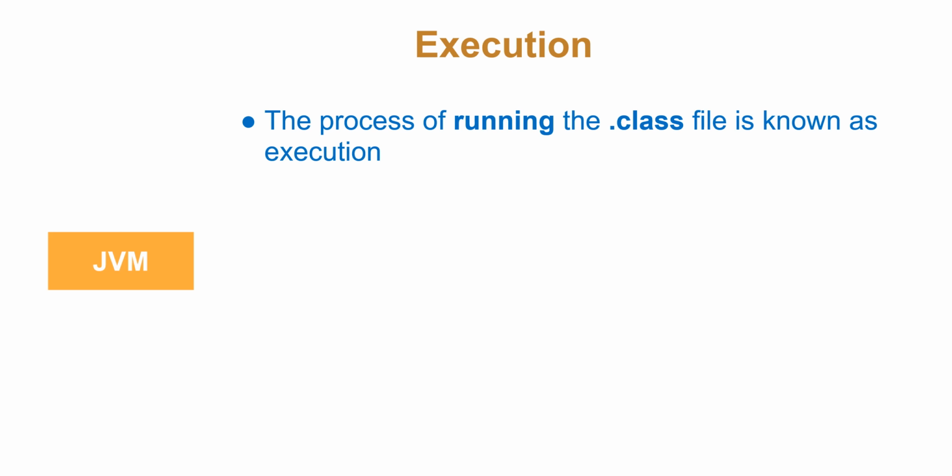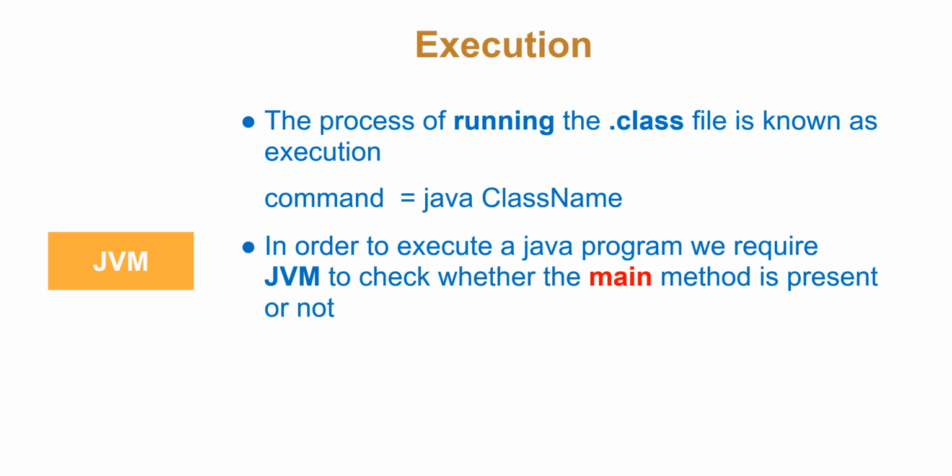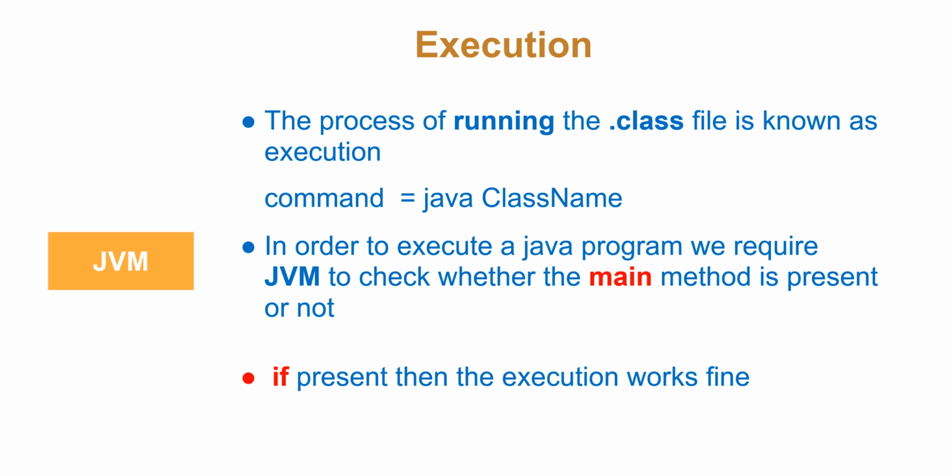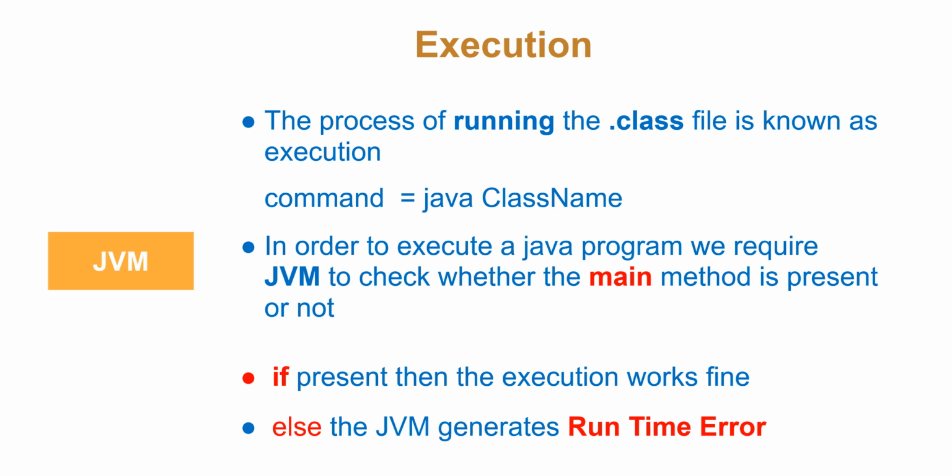Now, coming to the execution part, the process of running the .class file is what we call execution. In order to execute, we need a command called java space class name. In order to execute a Java program, we require JVM to check whether the main method is present in the class or not. If the main method is present, then execution works fine. Else, the JVM generates an error called Java runtime error.